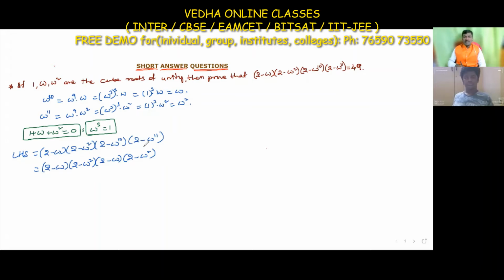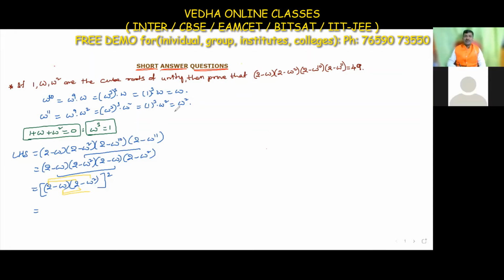Now observe here, 2 minus omega and 2 minus omega square repeatedly we got. So we are getting them two times, so the multiplication is whole square. Now multiply inside. How do you multiply? 2 minus omega into 2 minus omega square: 2 into 2, 2 into minus omega square, next minus omega into 2, minus omega into minus omega square.